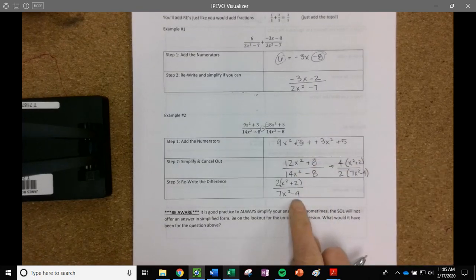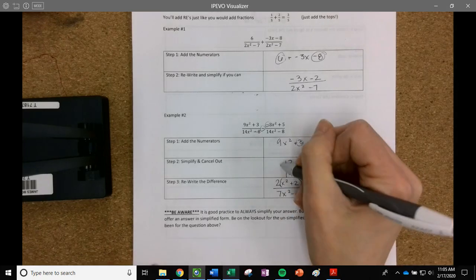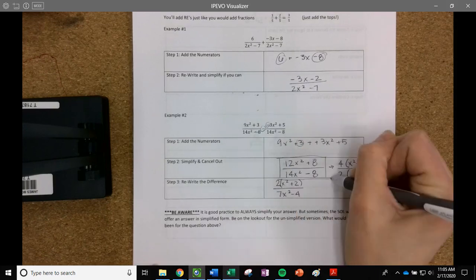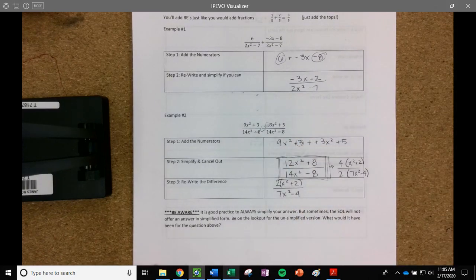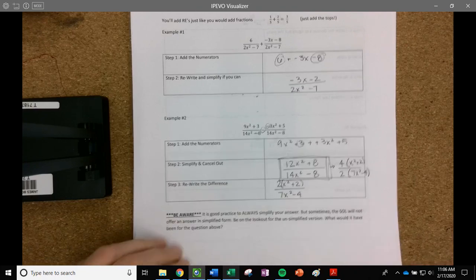That could be my answer, but beware. It's good practice to always simplify, but sometimes the SOL will not offer an answer in simplified form, so you want to be on the lookout for the unsimplified version. So for this question above, this is most likely what your answer choice would have been on the SOL. Annoying, I know, but that's okay. Just make sure if you simplify it all the way down, be aware that that might not be a choice and you have to go back to the unsimplified version.